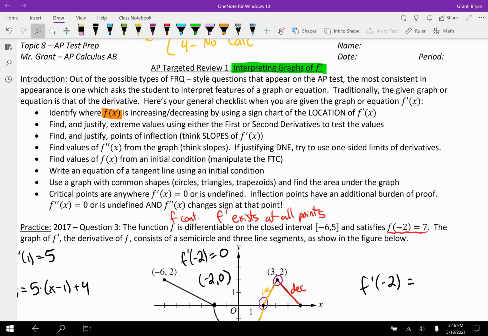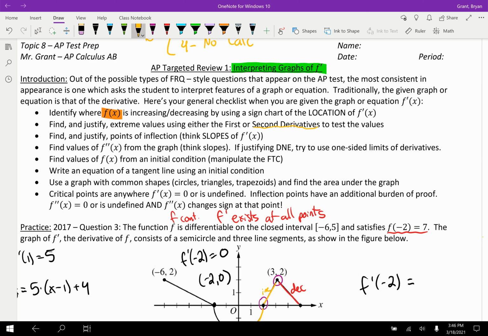What do you need to do with interpreting graphs of f prime? Well, you need to identify where f of x is increasing or decreasing, and that's really meaning, does f have a positive or negative slope? We do that by looking at f prime of x, which will be given to you. You make a sign chart. You need to be able to find and justify values using the first or second derivative to test those values. We'll look at the second derivative test later on, but it is important to review. You need to find and justify points of inflection. Those are the slopes of f prime.